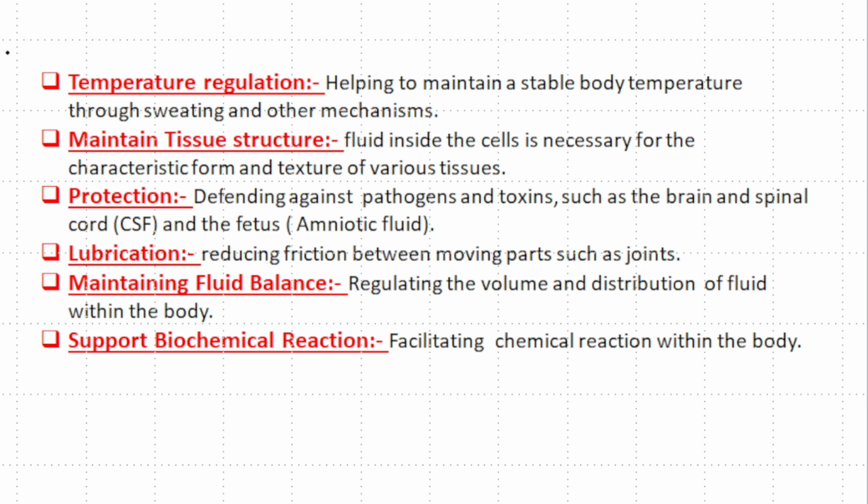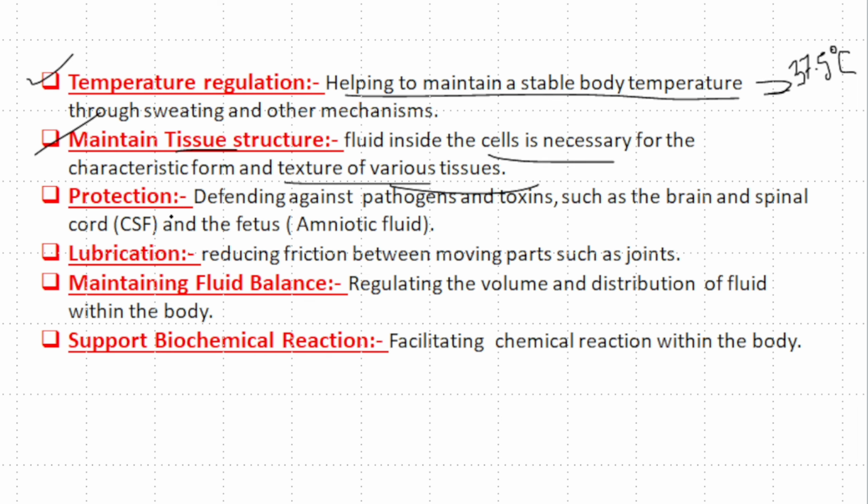Then it also helps in regulating temperature. It helps to maintain a stable body temperature. Our stable body temperature is 37.5 degrees centigrade, through sweating and other mechanisms. Then maintaining tissue structure: fluid inside the body cell is necessary for the characteristic form and texture of the various tissues. So body fluid also helps to maintain the texture of the tissue.